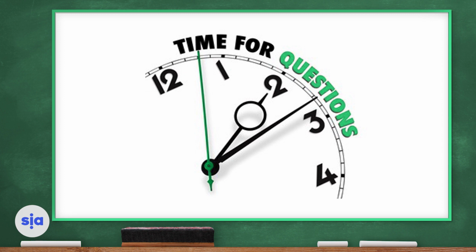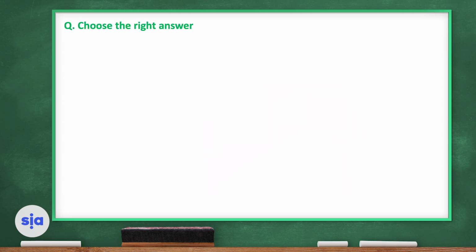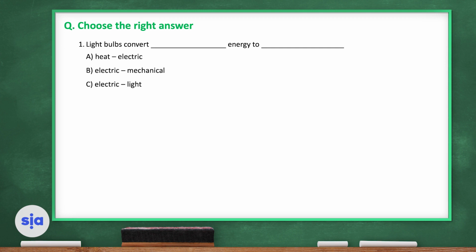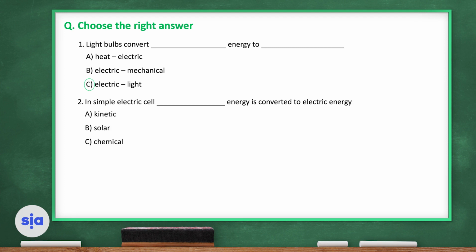Time for questions. Now choose the right answer. Light bulbs convert which type of energy to which? Heat to electric, electric to mechanical, or electric to light. It's electric to light. In a simple electric cell, which type of energy is converted to electric energy?